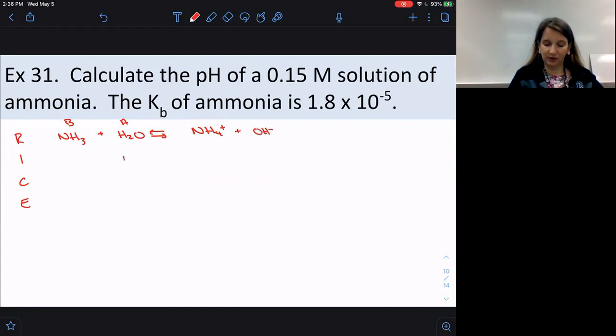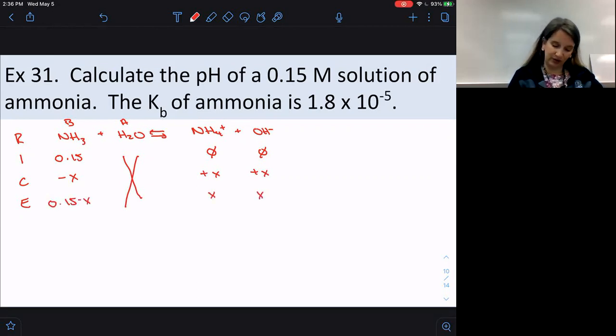Now the water is a liquid, so it does not show up in our equilibrium expression. We've got 0.15 molar solution here. We have no products to start with. We are losing some reactant. We are gaining some product. So that's why these are plus X's over here. And then we combine those two for our equilibrium row.